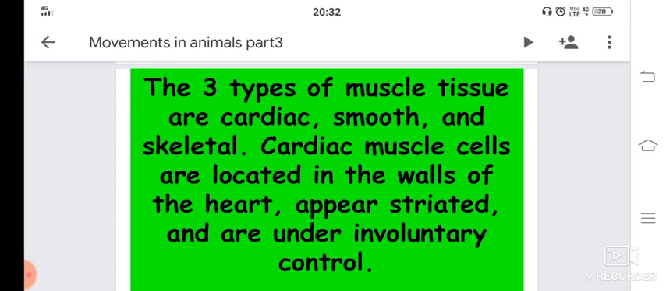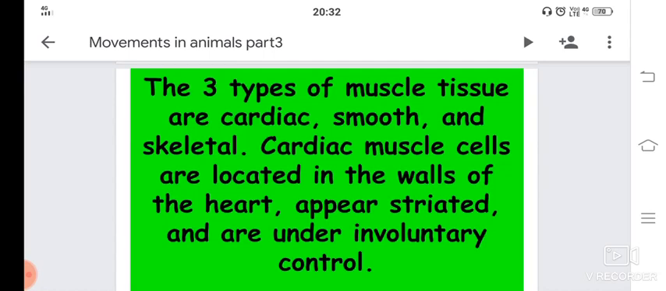They appear striated under involuntary control. What is the meaning of involuntary? It is that we cannot control the movements. For example, with our hands we can make a move, we can decide which side we are going to move and which things we can take. But the heart we cannot control because it is a spontaneous thing. Automatically it is expanding and then relaxing. So we cannot stop the movement of the heart.